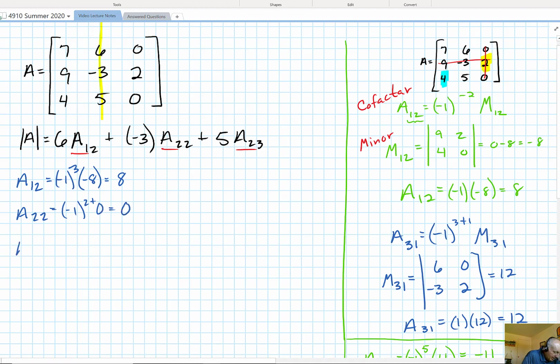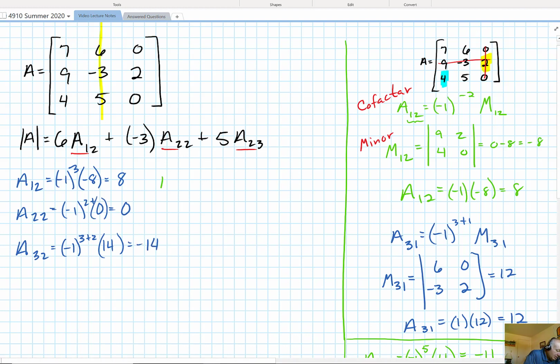And then finally we need the a sub 3, 2 entry. So cofactor minus 1 to the 3 plus 2. That's just going to be a negative 1. Cross out the column and row. 7, 0, 9, 2. 7 times 2 is 14 minus 0. 14 is the answer there. And so minus 14. Okay, so we're ready.